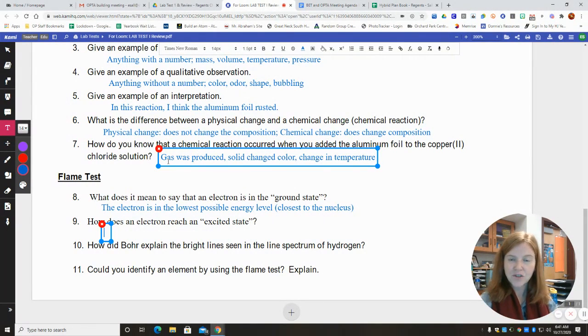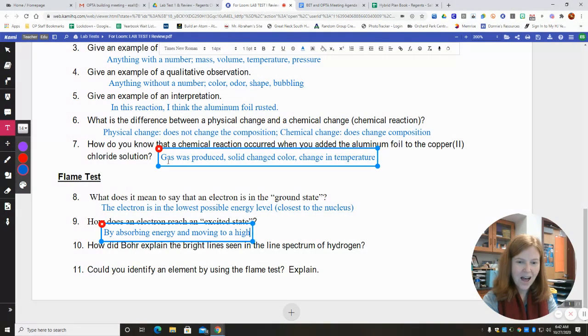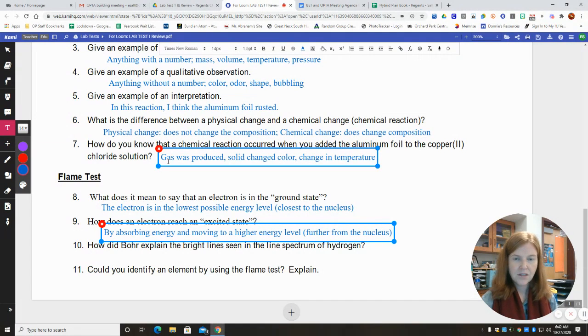Number 9, how does an electron reach an excited state? By absorbing energy and moving to a higher energy level further from the nucleus. So you have your ground state atom. It absorbs energy, whether it's electrical energy or thermal energy, and the electrons are going to jump away from the nucleus to a higher energy level, and now they are excited.